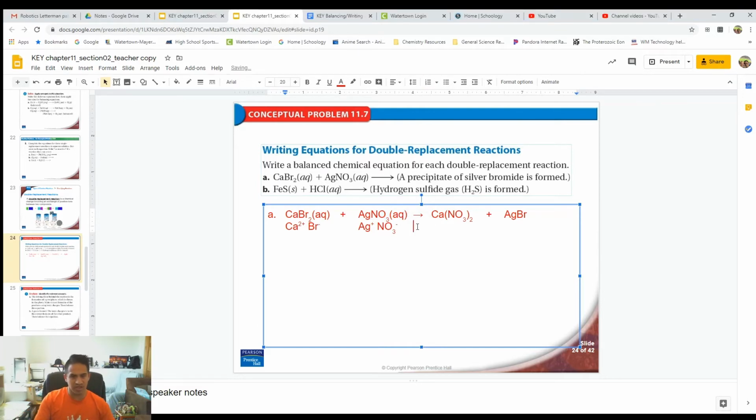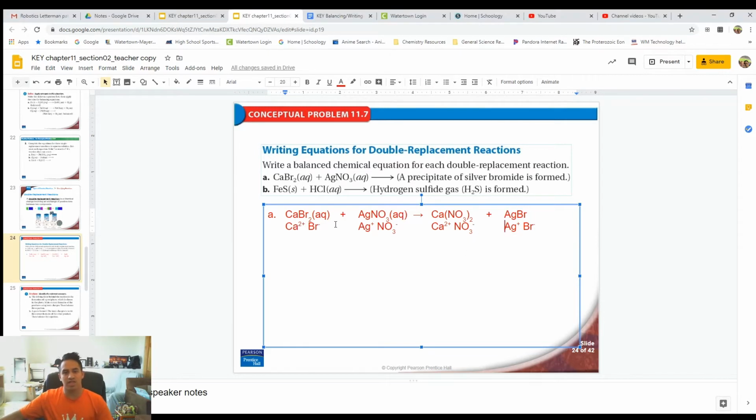However, when these ions switch and the calcium is now bonded with the nitrate, we have to rewrite our chemical formulas. Calcium is again 2 plus, nitrate is -1, so we need 2 nitrates to balance out the calcium. That's why there's a 2 here outside the parentheses. And with the other one, silver is +1 and bromine is -1. Those two balance each other out, and therefore there are no subscripts.